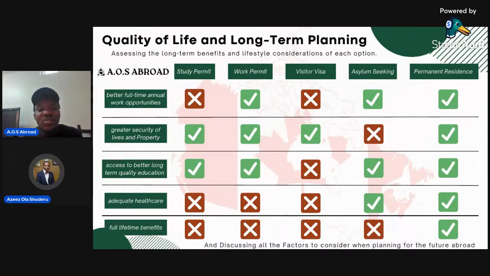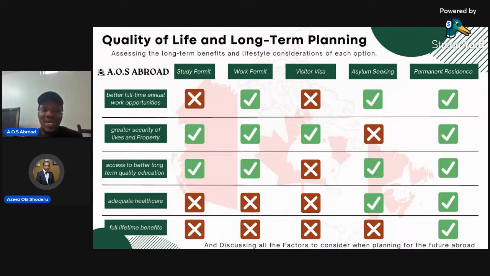Now, access to better long-term quality education. Yes, once they are already looking into your claim, you can have the opportunity to go to school and upskill yourself, perhaps by getting some funds or support from the government, before they approve or reject your claim. You can get access to adequate healthcare because you are running from persecution from your home country, so the government may support you for your healthcare before your claim has been vetted. Now, full lifetime benefit. You don't have that whilst you are seeking asylum until you become a permanent resident and get into the system.